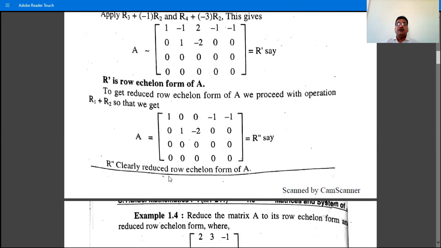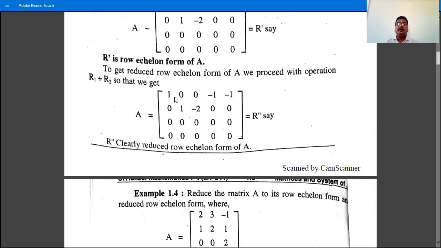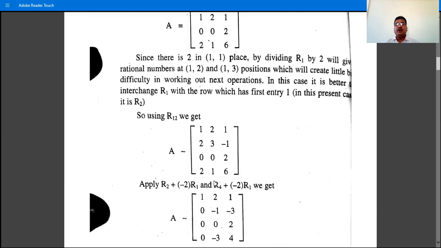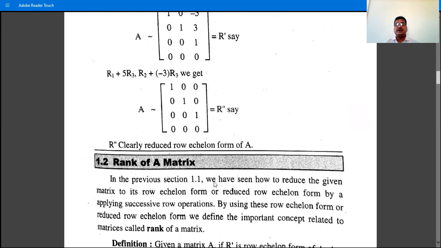And if you observe the reduced row echelon form, there are two leading ones: in the first column and in the second column there is a leading one. So the rank of the matrix A is 2. So there are two definitions. Apply the first definition or the second definition.